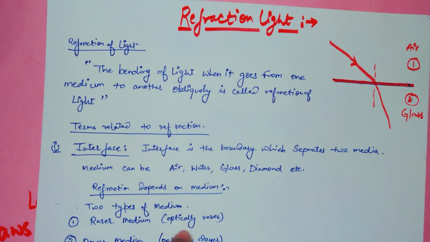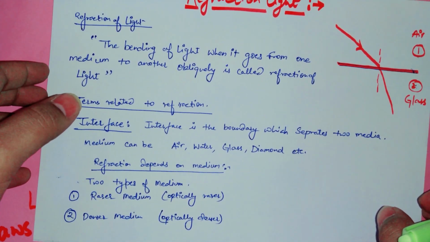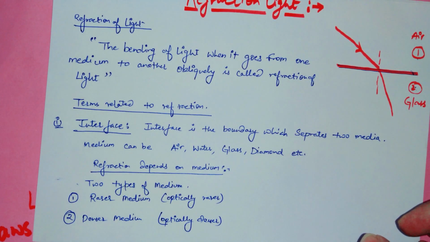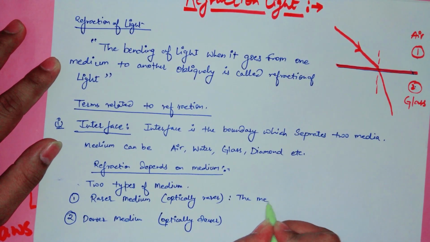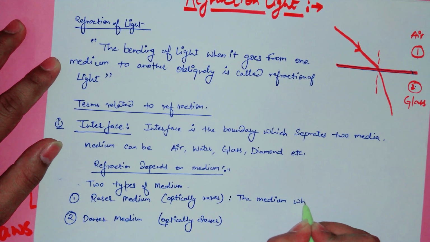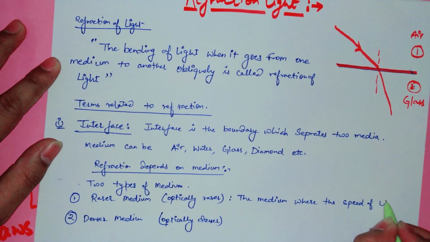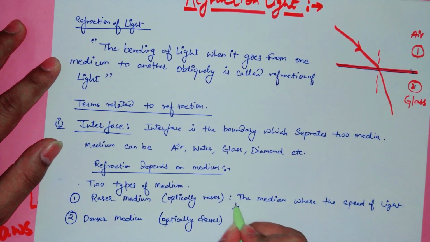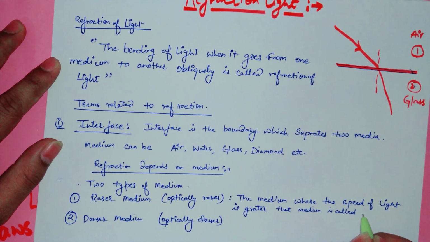What is an optically rarer medium? An optically rarer medium is that medium in which the speed of light is maximum or greater. The medium where the speed of light is greater, that medium is called rarer medium.